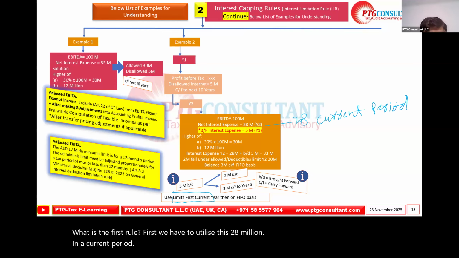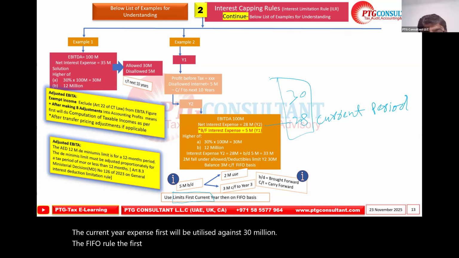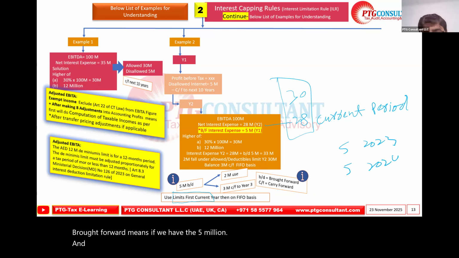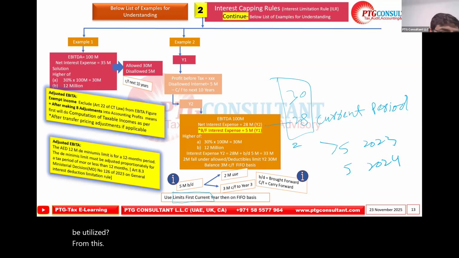The current year expense will be utilized first against the 30 million. The FIFO rule, the first will be utilized. Then after this, we have to see what is the brought forward. Brought forward means if we have the 5 million from 2023 and the 5 million from 2024, then from one of them the balance 2 million can be utilized. And the balance 3 million will be carried forward.